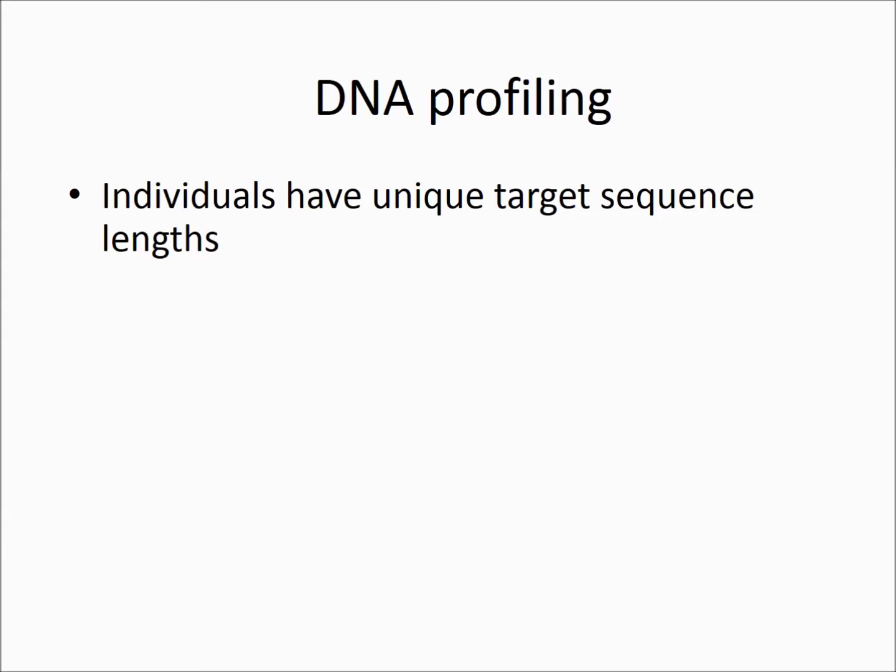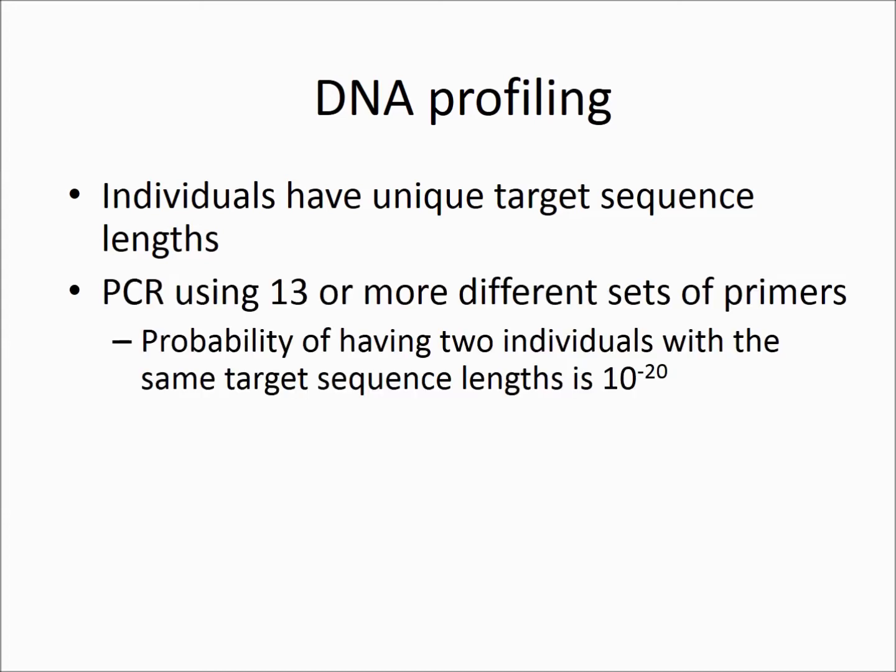It's still possible, though, theoretically, that two individuals will have the same target sequence lengths after PCR using a given set of primers. And that's why DNA profiling is usually done with 13 or more different sets of primers in order to generate 13 or more different target sequences. Now, the probability using those 13 or more different sets of primers of having two individuals with the same target sequence length is very low, 10 to the minus 20.